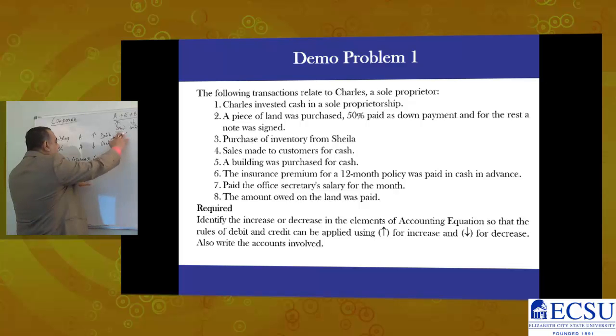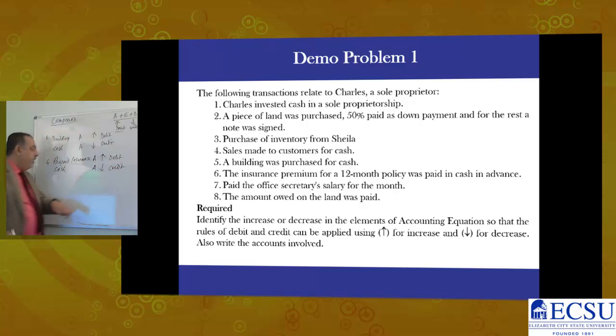Apply the rule. Increase is debit. Decrease in cash is a credit. So I'm going to credit that cash for number 6. Number 7 is pay the office secretary's salary for the month. So for the month you are paying the office secretary's salary. So therefore it is going to be a salaries expense, and you have paid it, so therefore it is going to be cash. So these are the two accounts.